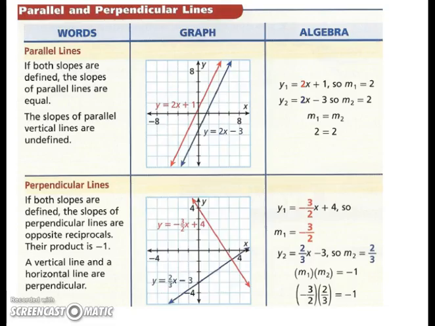Let's look at parallel and perpendicular lines. If lines are parallel, their slopes are the same. So the red line has a slope of 2 and the blue line has a slope of 2. If lines are perpendicular, their slopes are opposite reciprocals. So basically their product is -1. So -3/2 and 2/3. They're opposites and they're reciprocals. So that makes them perpendicular lines.